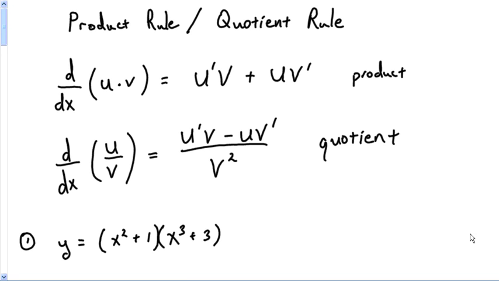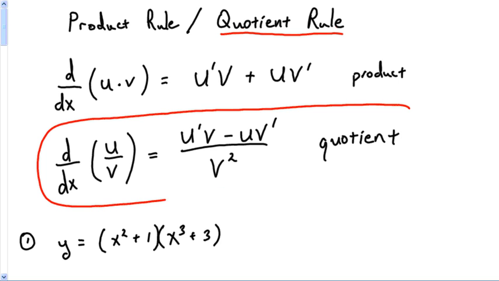Hey, welcome back. Today's video is going to be specifically on the quotient rule. We've already had a video about the product rule, and now this quotient rule is all we're going to be looking at. What you do when you've got two functions, function u and function v, is divide those two functions.